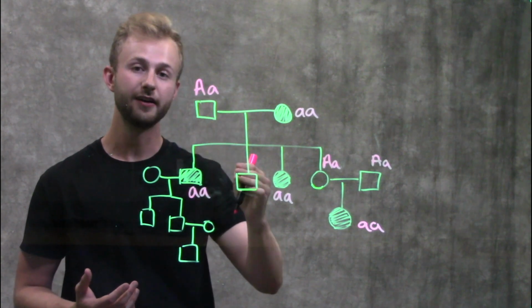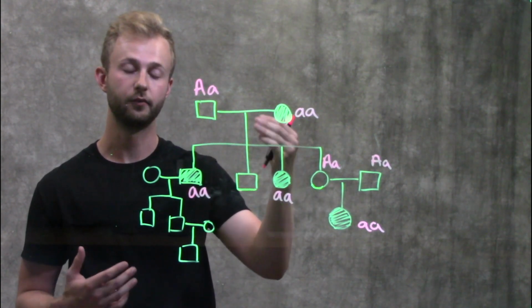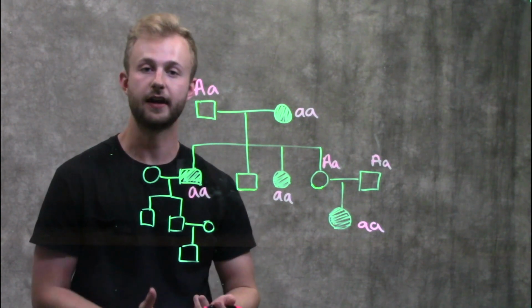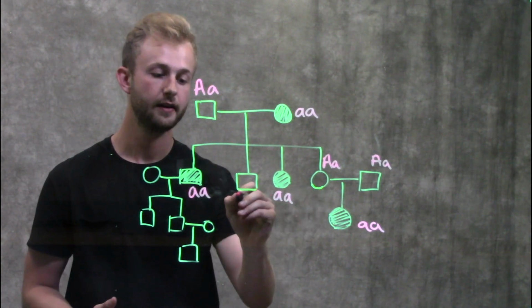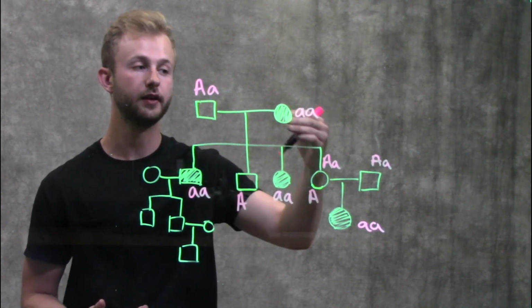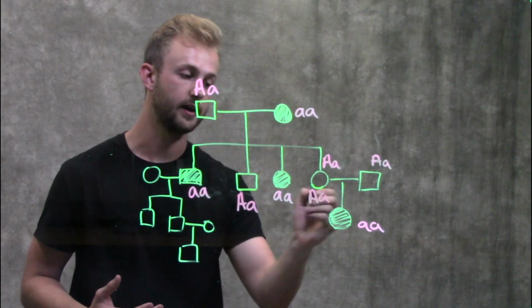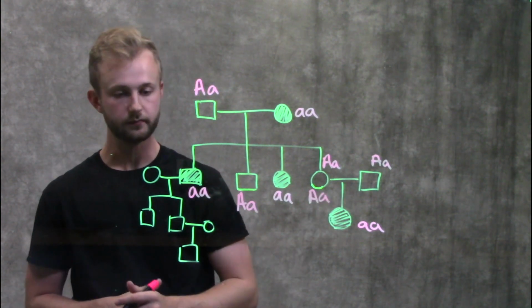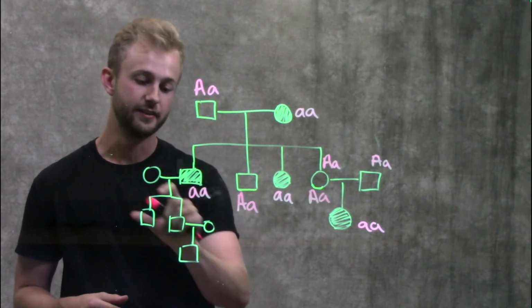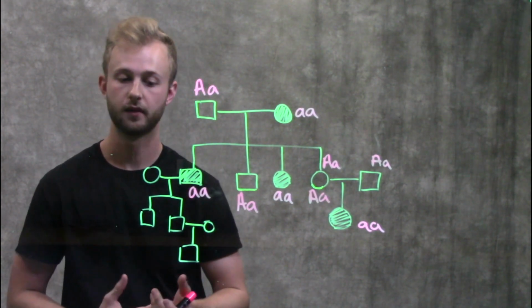Since this parent is a carrier, any child that he has with this woman is also going to be a carrier, because if they're unaffected, that means they got a dominant allele from their father, and then only recessive alleles could be offered by the mother, so they got one of each. Moving on to this section of the pedigree, it is a little trickier.